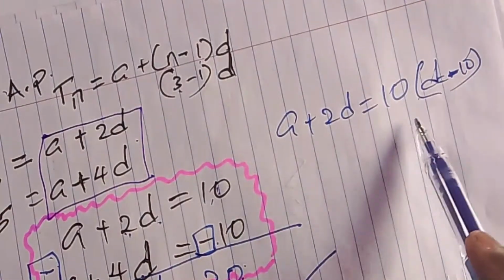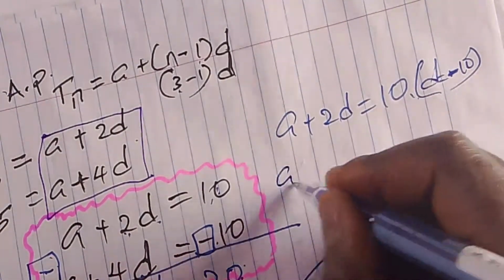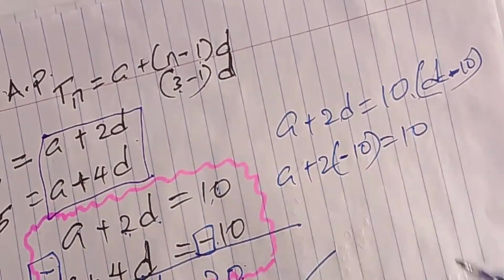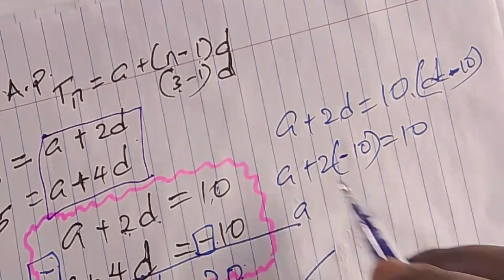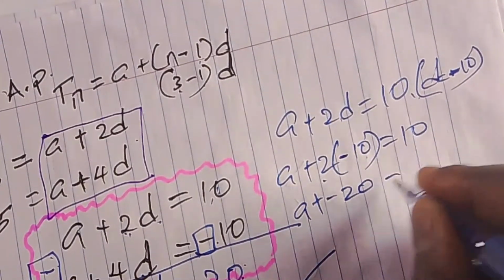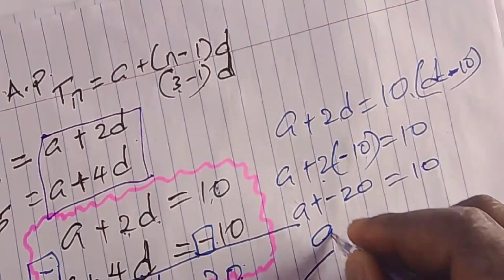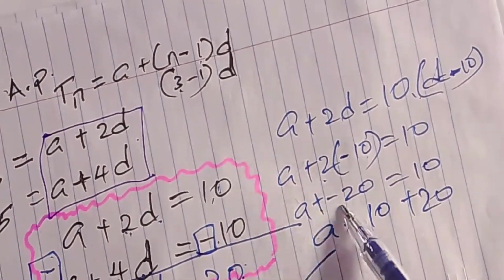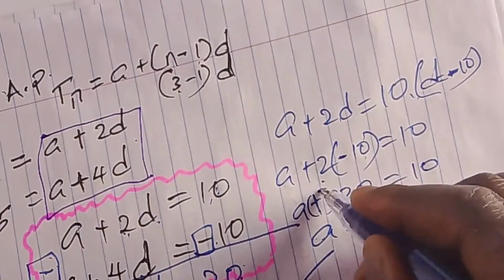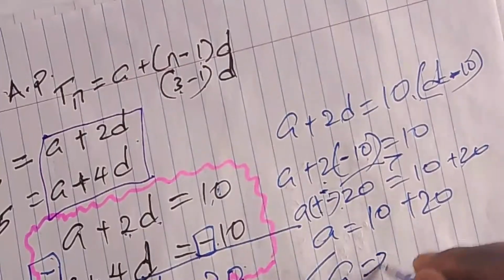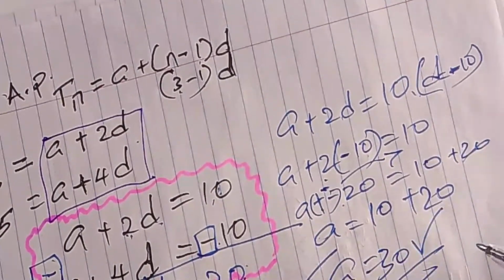So we replace D here: A plus 2 times negative 10 equals 10. So it will be A, 2 times negative 10 is negative 20, which equals 10. So our A will be 10 plus 20, because plus and minus is negative; when it moves across it becomes plus 20. So our A is 30. Alright.